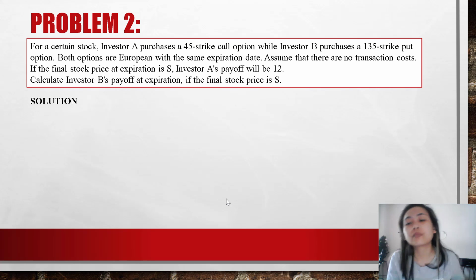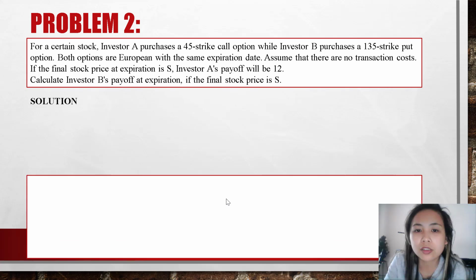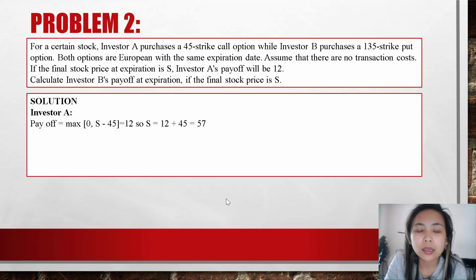Okay, so in this question we have two investors. The first investor purchased a call option. So the payoff of investor A's option should be S minus 45 because it's a call option. And if the value is negative, we take 0 as the answer. Otherwise, we take S minus 45.